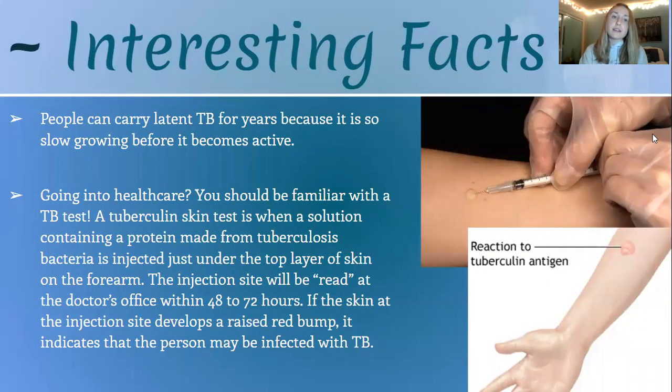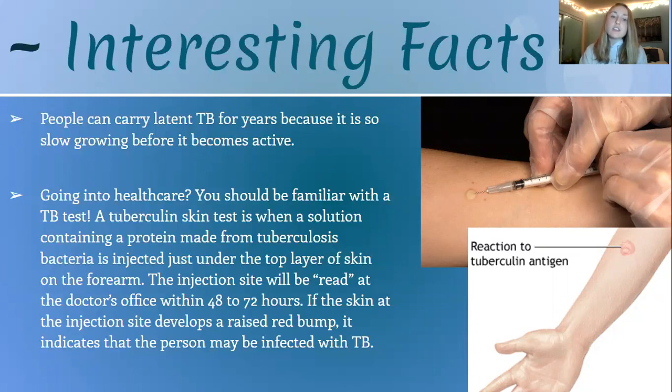So some interesting facts. People can carry latent TB for years because it is so slow growing before it's going to become active. And additionally, if you're going into healthcare, you should probably be familiar with a TB test. A tuberculin skin test is when a solution containing a protein made from tuberculosis bacteria is injected just under the top layer of the skin on the forearm. The injection site will then be read at the doctor's office within 48 to 72 hours.